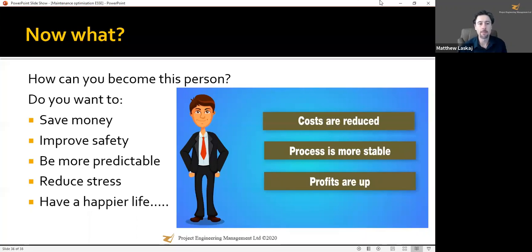So how can you become this person? How can you use these maintenance techniques to the best of your knowledge to save money, improve safety, be more predictable, reduce stress, and ultimately have a happier life? Because that's what we want to do, isn't it? We've got to make money as a business, but as a person, we want to have a happier life.